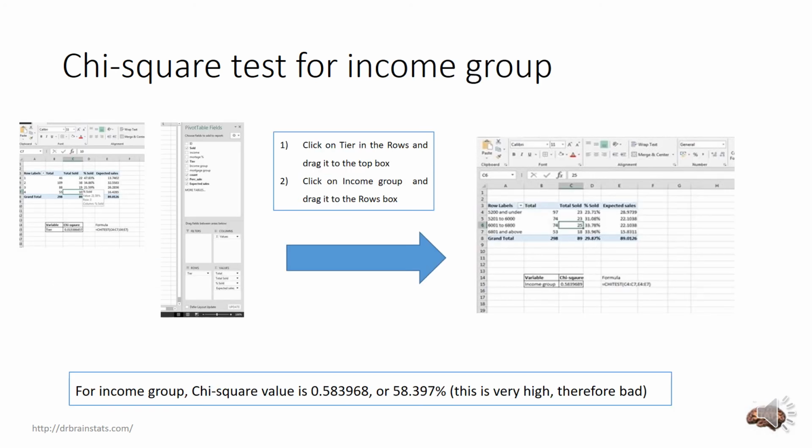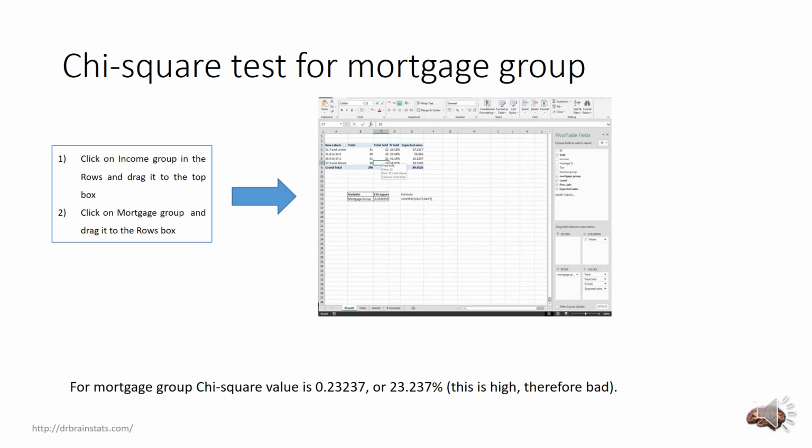Next, we will calculate our chi-square for income group. This is quite simple to calculate. All we do is swap over tier to income group on our pivot table. For income group, our chi-square is 0.58397, or 58.397%. This is very high, therefore bad. And finally, we do the same for mortgage group. This gives us a value of 0.23237 or 23.237%. This is high, therefore bad.